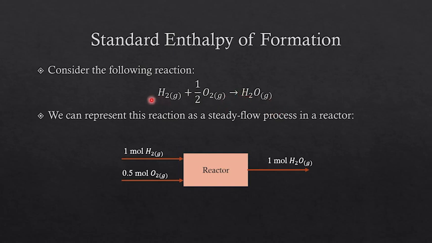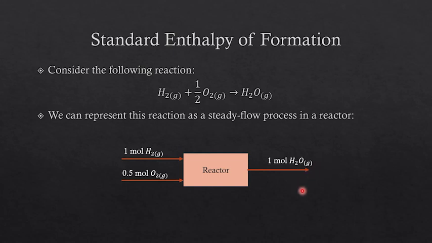As you will notice, hydrogen is in its standard phase, that is gaseous and diatomic. Oxygen is also at its standard phase, gaseous and diatomic, and water is in the gas state. We have two elements and we have one compound. For this specific reaction, we can represent it as a steady flow process in a reactor. So imagine that we have this reactor and we have incoming 1 mole of hydrogen, 0.5 mole of oxygen, and 1 mole of water as the output.